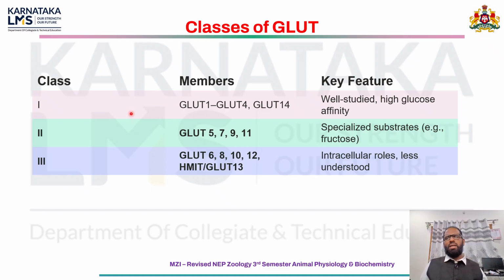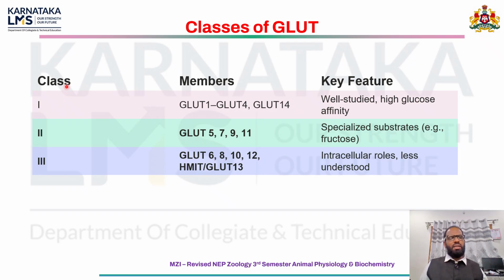These glucose transporters are well studied. They have a high glucose affinity, and that's why they can transport a very high quantity of glucose from the blood into the cell. Out of these, GLUT4 is very important because it is insulin sensitive, which we are going to see in the next slide.